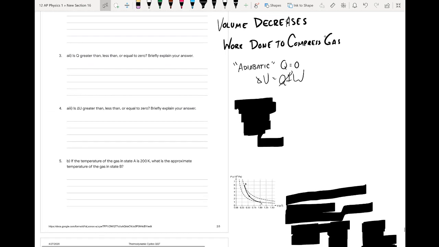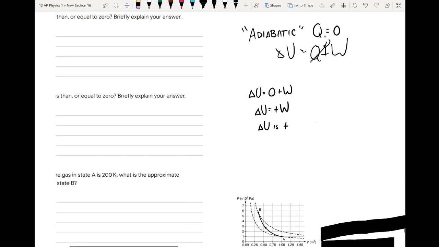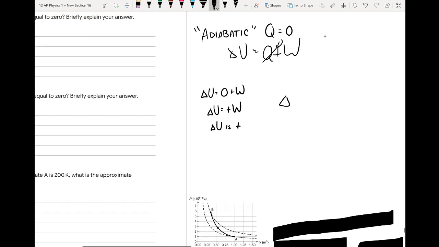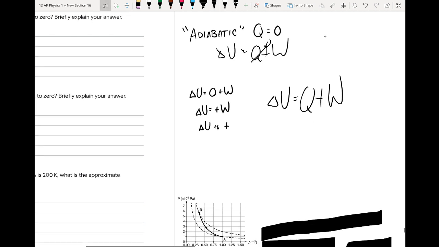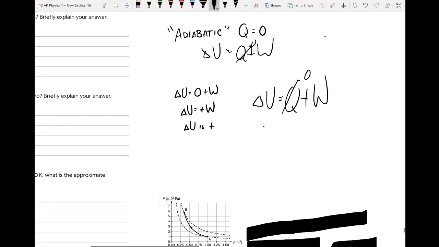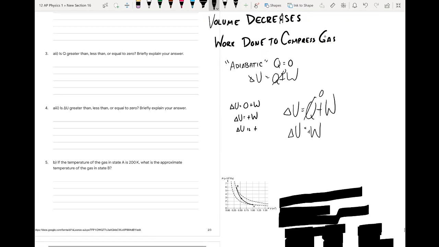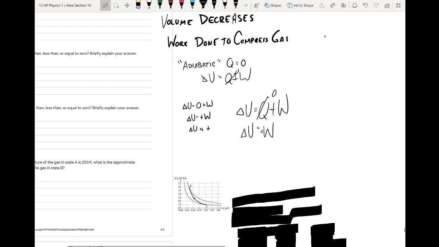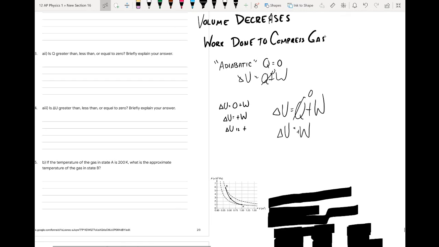Is delta U greater than, less than, or equal to 0? Briefly explain your answer. So in this case, this is where we can really start to employ our first law of thermodynamics, this idea that delta U is equal to Q plus W. In this case, we said our Q, our heating term, is equal to 0, which means that really our change in internal energy is dictated by the working term, by how much work is entering our system, how much work is done on it.